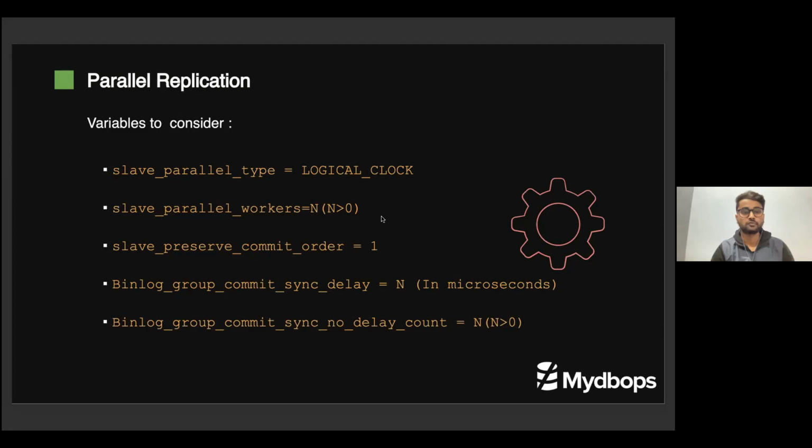The first is how many microseconds we can delay to group the transactions to commit, that is the group commit delay. And the second one, binlog_group_commit_sync_no_delay_count, gives the number of transactions that we have to delay for committing. It defines the number of transactions. So this should be tuned on the master based on the workload.